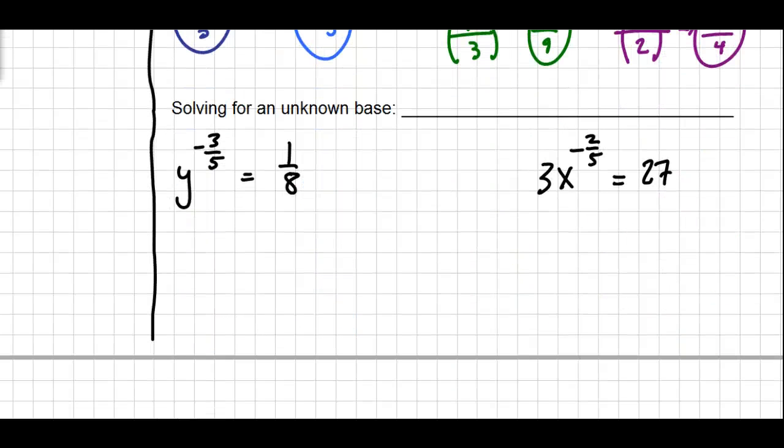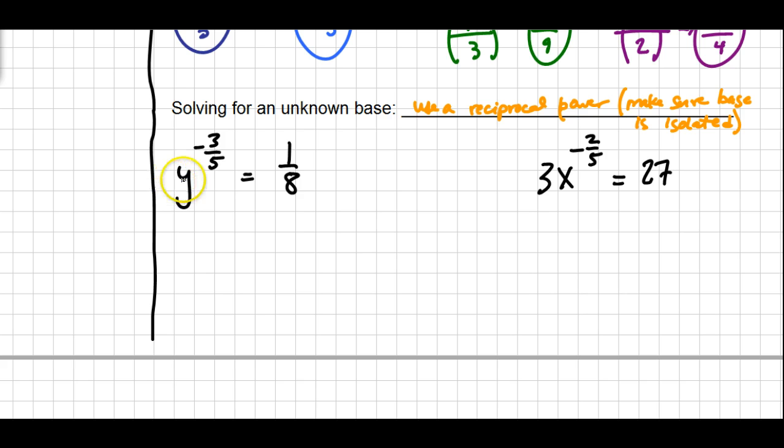We're also going to talk about solving for an unknown base. Again, we've done that before, students, so you should know what to do. If you're solving for an unknown base, you need to what? Use a reciprocal power. And going along with that, let's put in parentheses, make sure the base is isolated before you do that. Make sure the base is isolated.